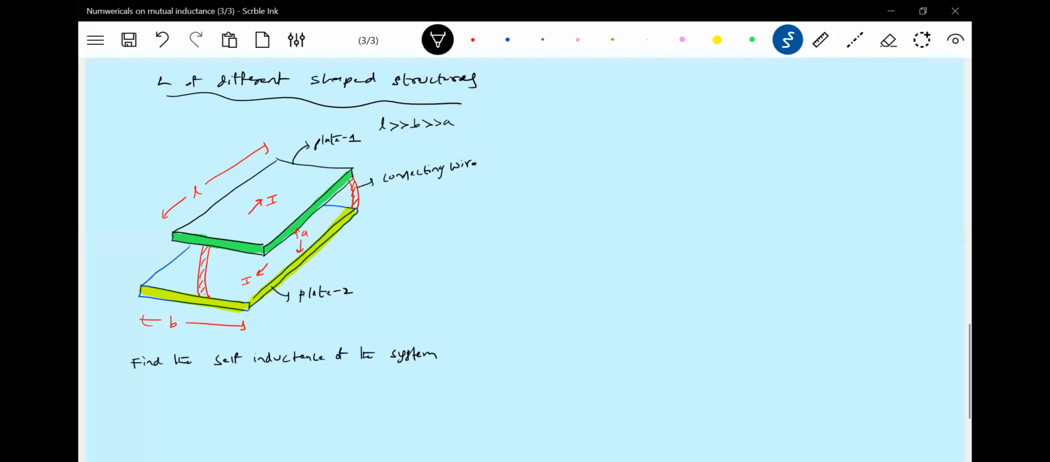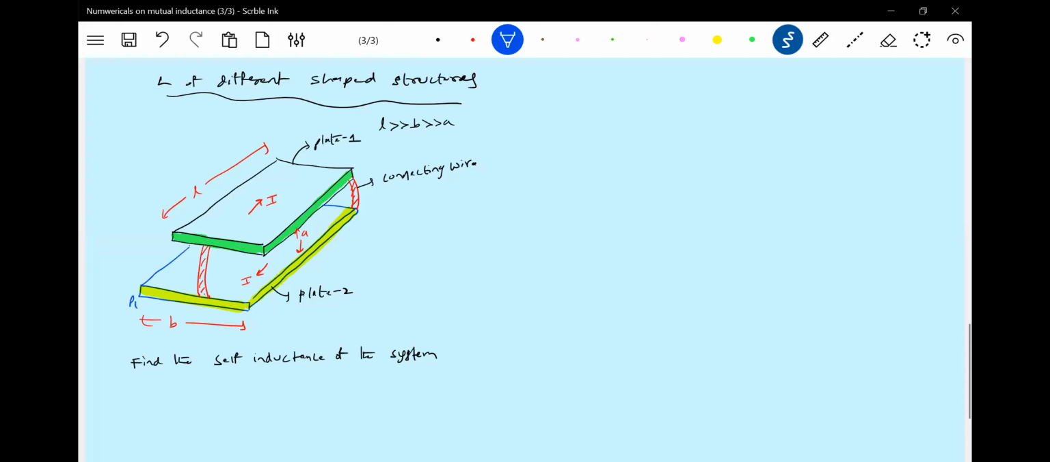How to find this? You have to take help of the basic formula. Self-inductance we define as flux linking per unit current: the flux linking the system per unit current flowing in the system. The ratio of that is the self-inductance. So we'll try to find the flux produced. Here I suggest you go for AB, but we have already used those symbols, so we'll take some other symbols.